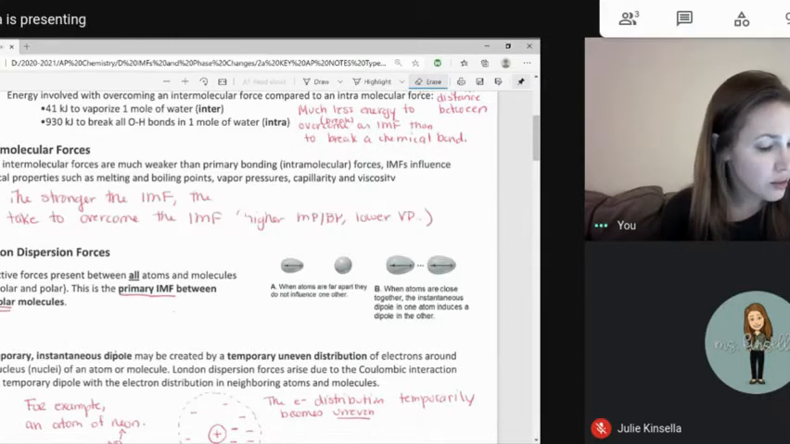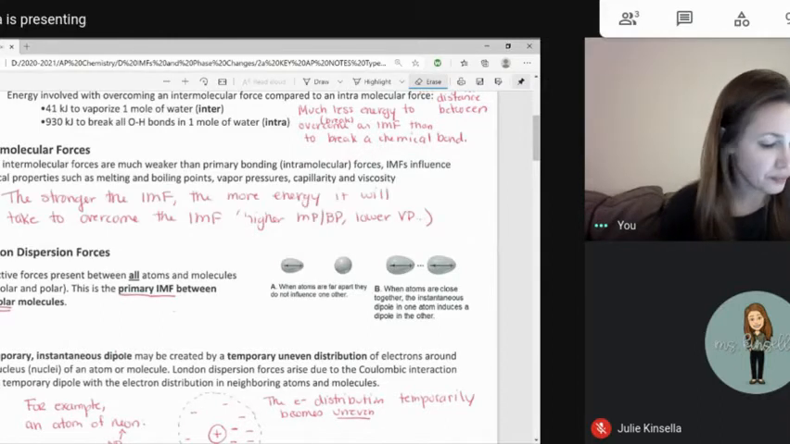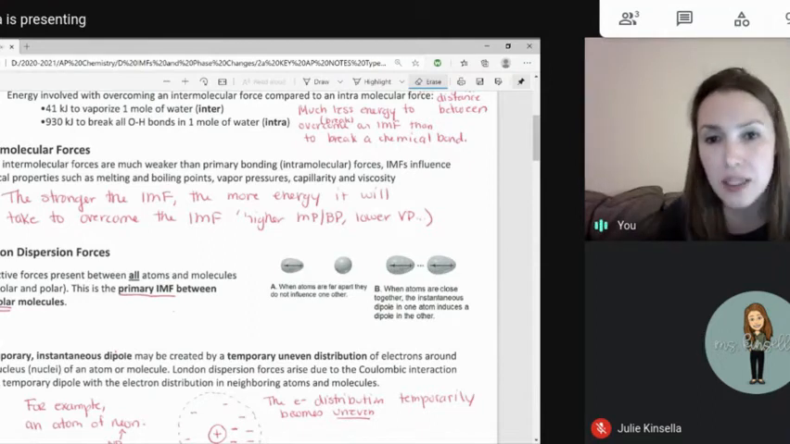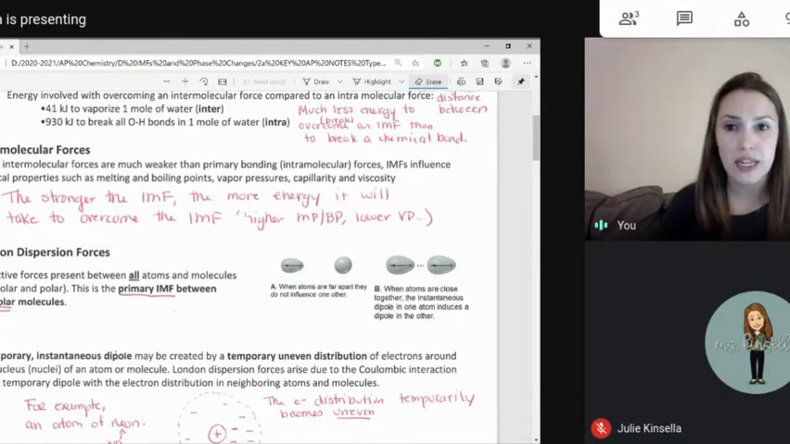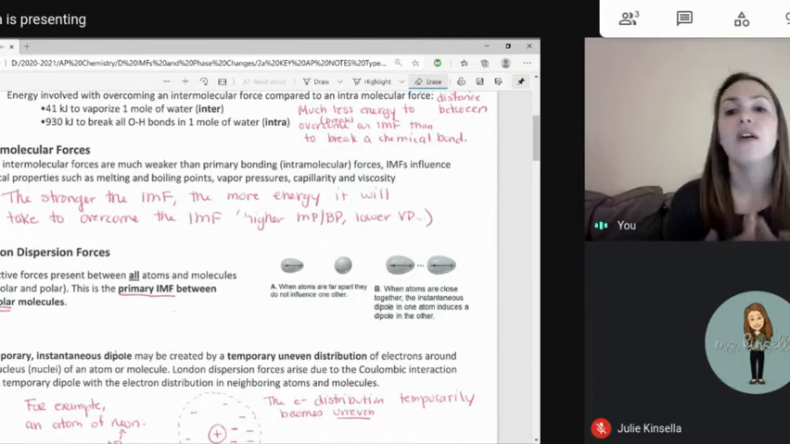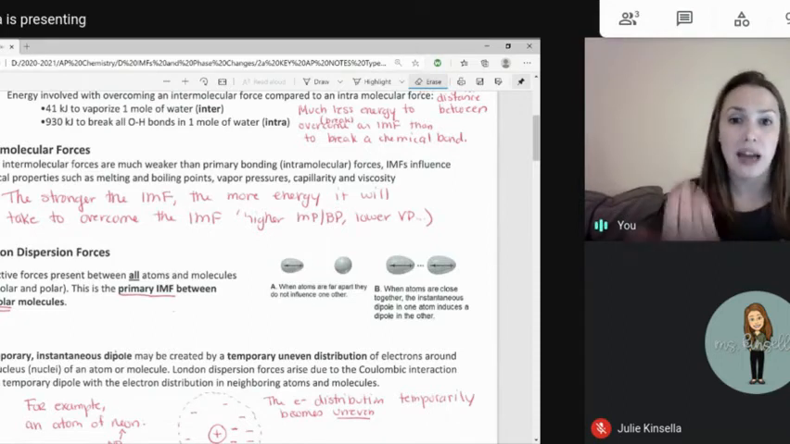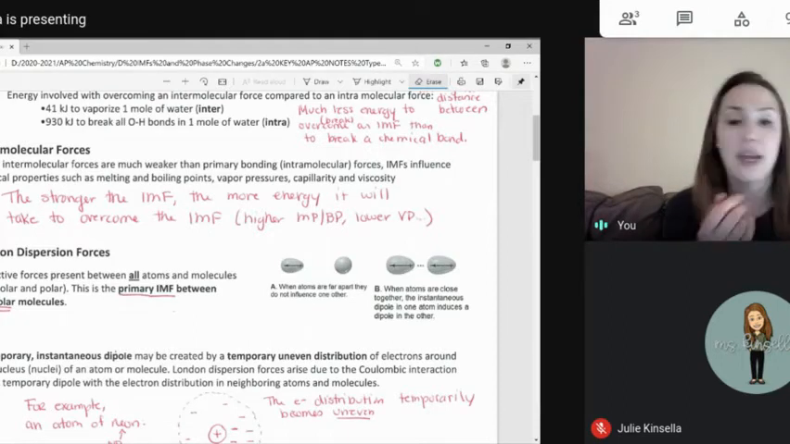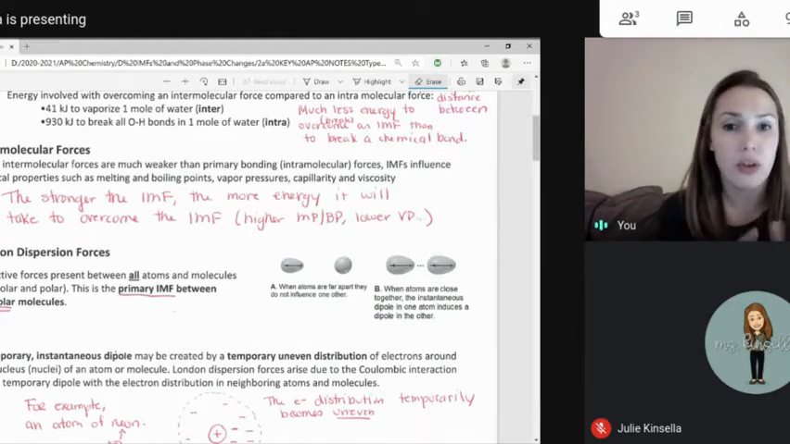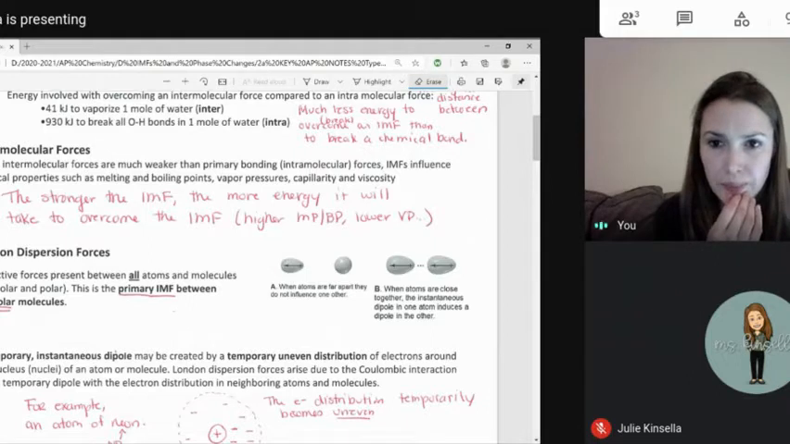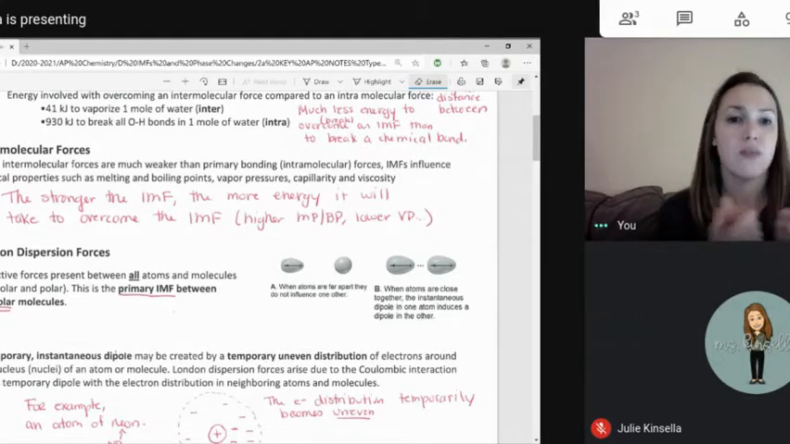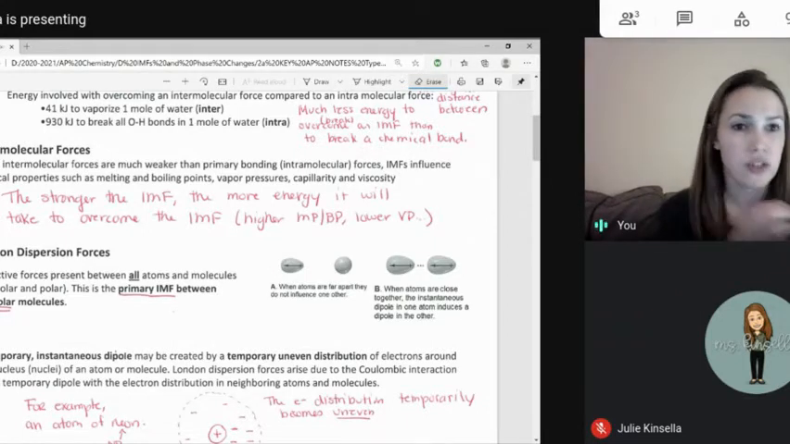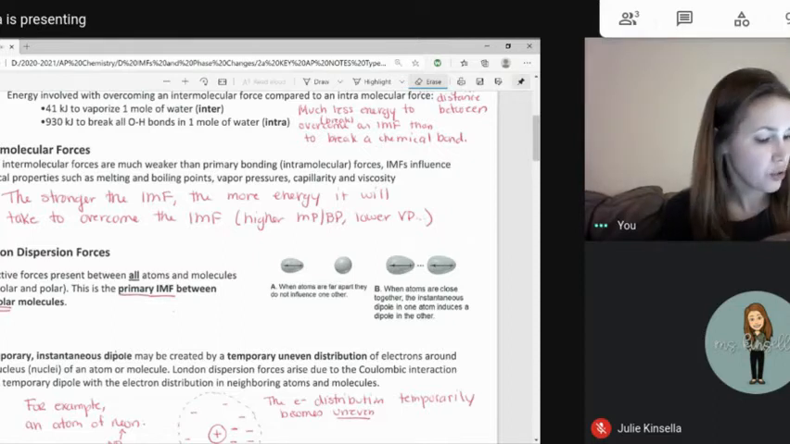Let me take this off so you can write this down. The stronger the IMF is, the more energy it's going to take to overcome that attraction. So the higher the melting point and boiling point, the lower the vapor pressure. We'll talk about vapor pressure in a future unit. We're going to mostly focus in this lesson and the next lesson on melting points and boiling points. So the stronger that attraction, the more energy. What creates stronger or weaker attractions in terms of intermolecular forces?